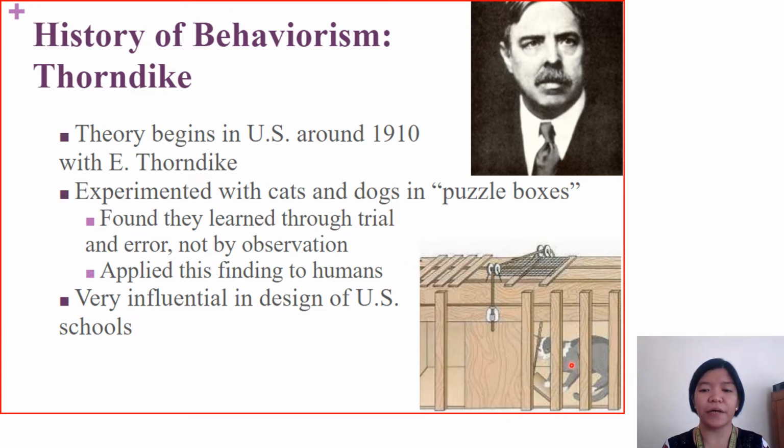As you can see, the cat is caged in a box, and there is a plate of fish outside the box. In order for him to eat what is outside the box, he needs to push this lever in order for this pulley to pull the lock here. It was locked here. So if the cat is able to push the lever, he will be able to get out and eventually eat the plate of fish. In his experiment, he found that they learned through trial and error and not by observation.